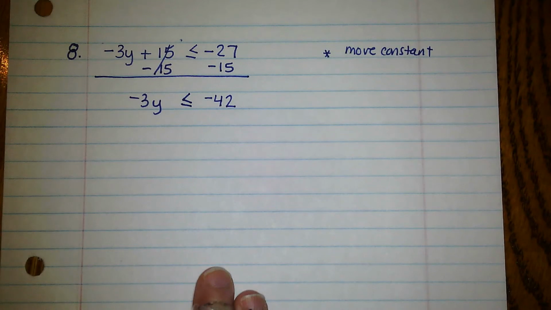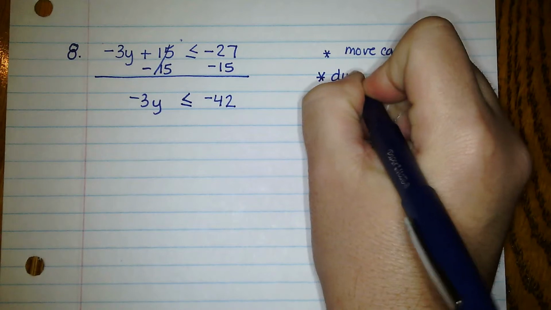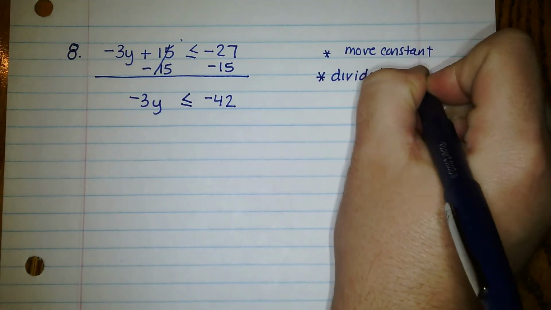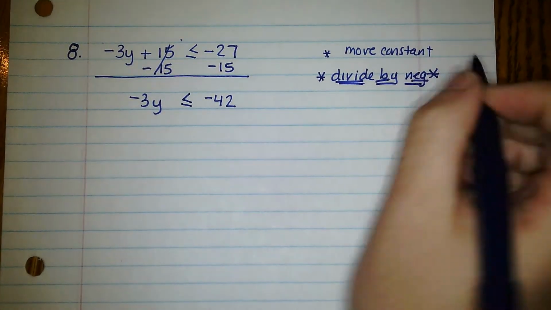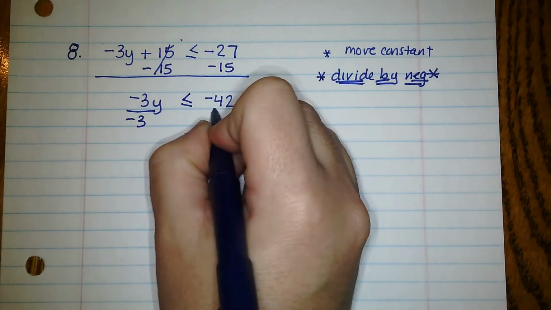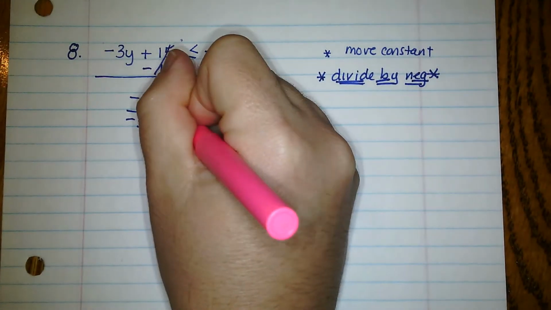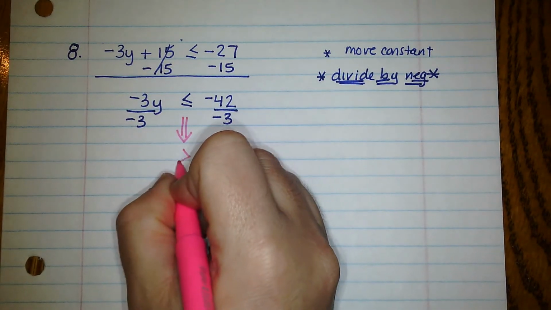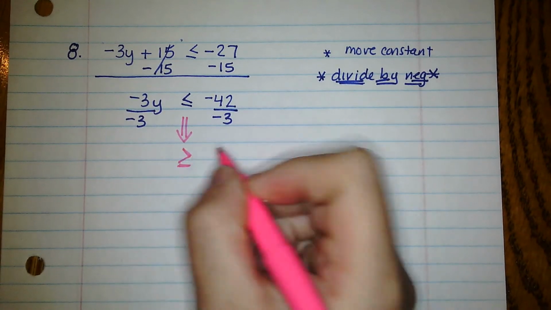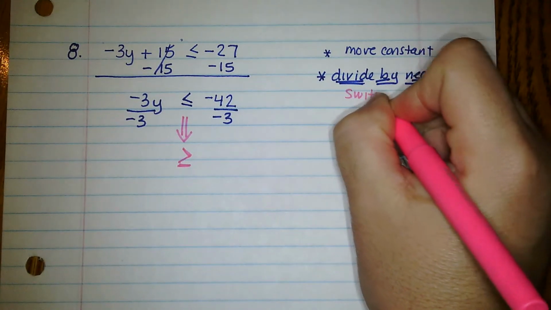Okay. After you move the constant, then you're going to divide by a negative. So we're going to divide, but because we're dividing by a negative, this is huge. When you divide by a negative, when you have inequalities, do you remember what happens? When you divide by a negative, this symbol switches the opposite way. Okay? When you divide by a negative, you have to switch the symbol.